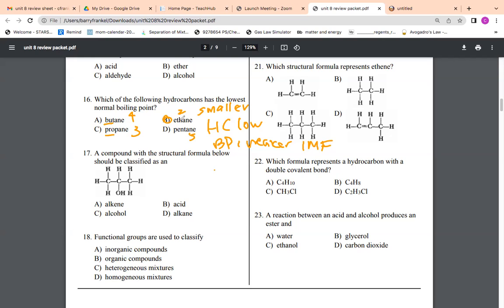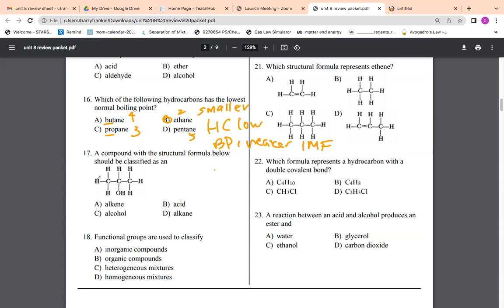You can also think of it like this, right? If you have just a chicken nugget versus a whole chicken, which one will cook easier? The smaller thing will cook easier, okay? So same kind of concept here. The whole chicken will take a lot longer to cook.